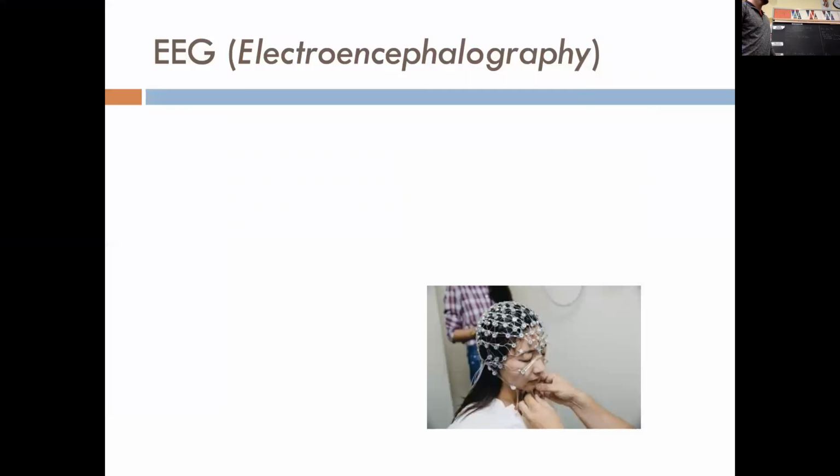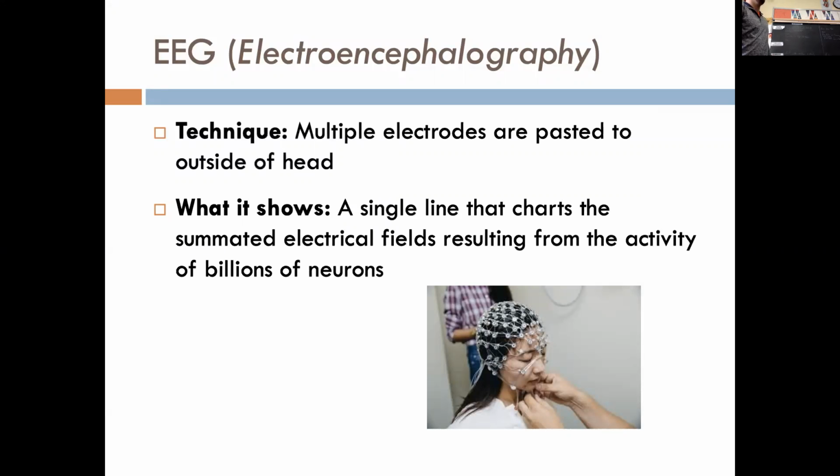So this is what an EEG looks like. I'm sure you've seen something like that maybe in a movie or show before, where they have little electrodes that go around the base of the skull.